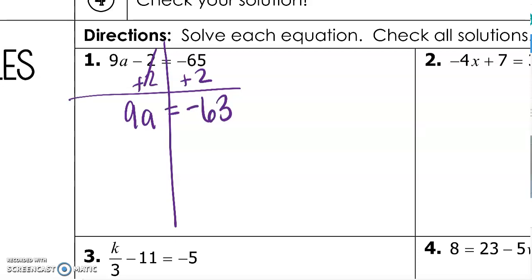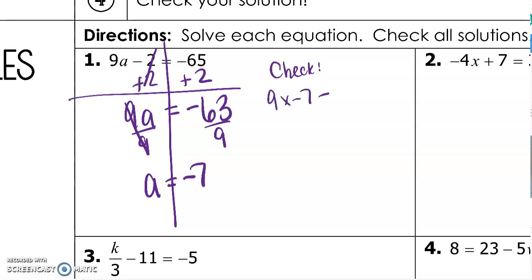So 9a means 9 times a, so to undo multiplication, we divide by 9. a equals negative 7. When you check this in your calculator, you will simply type in 9 times negative 7 minus 2, hit your enter sign, and it should give you negative 65.